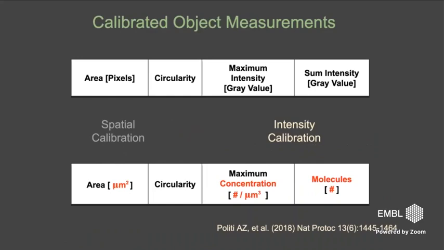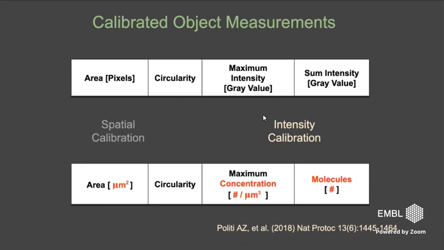Now, you can go from these raw object measurements to calibrated object measurements. For the shape features, this is done by knowing how big one pixel is in your image, which you typically get as so-called image metadata during acquisition. With this spatial calibration, you can measure the area in micrometers squared and not just in pixels. Certain features like circularity are not affected by this. It doesn't matter for an object how round it is whether you measure in pixels or micrometers. So these are things that are not affected by calibration.